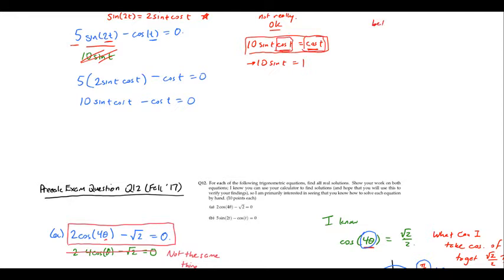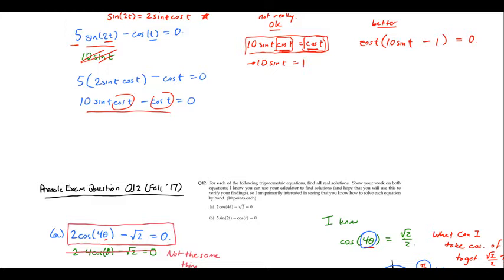So here's a better approach. Much better approach. Take what I have here and notice that there is a common factor, cosine of t, cosine of t. Factor it out. So cosine of t times 10 sine of t, and then what do I get if I factor cosine of t out of just cosine of t? That's minus 1, and that's equal to 0.